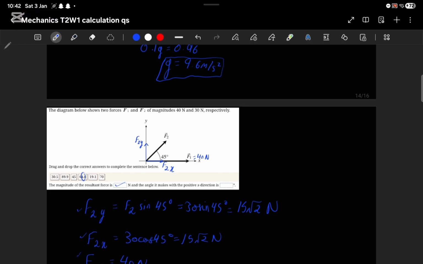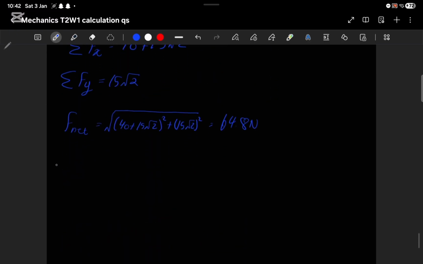And the angle it makes with the positive x direction. So for this one, part B, angle alpha is gonna be the inverse tangent, arctan, of sigma Fy over sigma Fx. Arctan is tan inverse. They're the exact same thing, it's just your preferred method of writing it. So this is gonna be tan inverse of 15 radical 2 over 40 plus 15 radical 2.